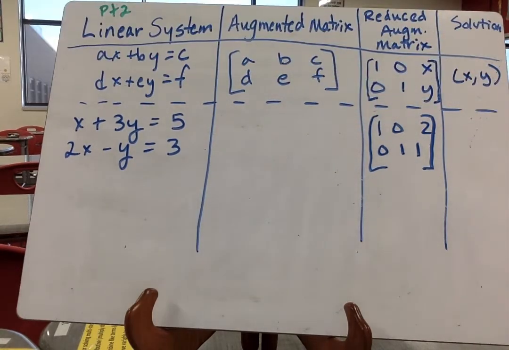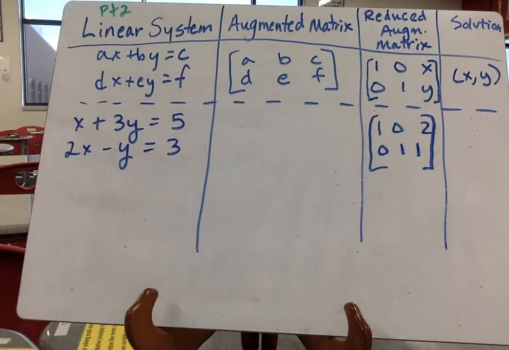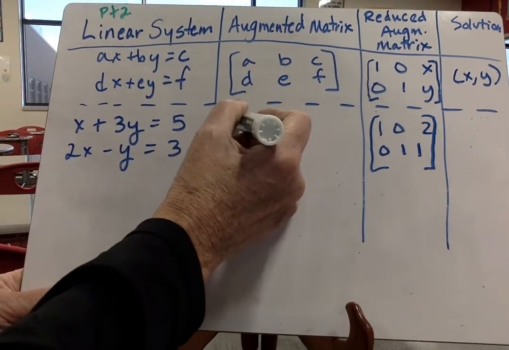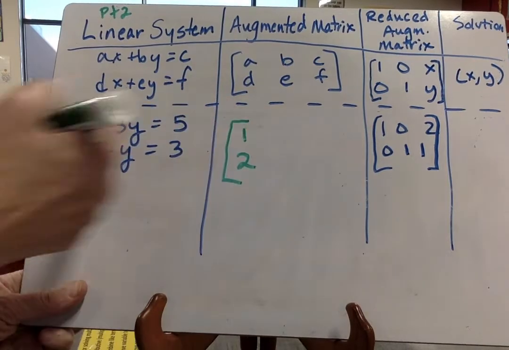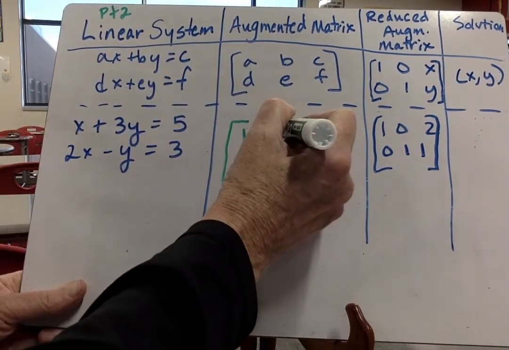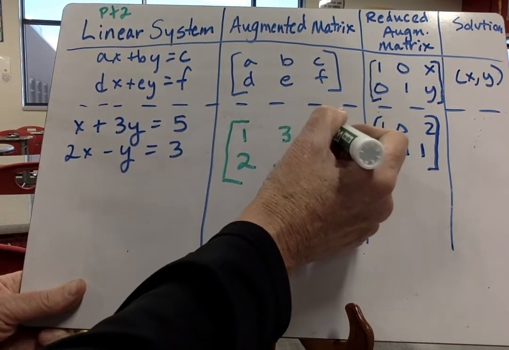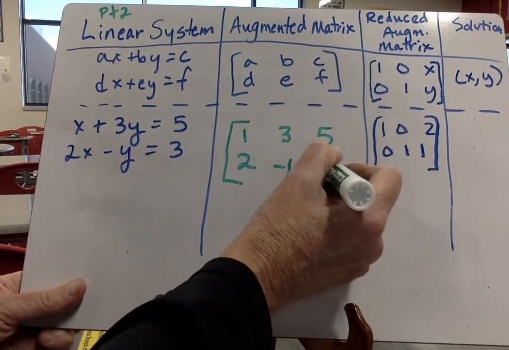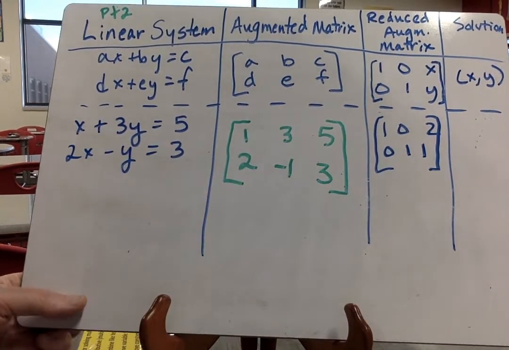So if I have this and I need to write my augmented matrix, we put our coefficients of x, 1 and 2, our coefficients of y, 3 and -1, and then we put our solutions here, 5 and 3. And we put them in brackets like that.